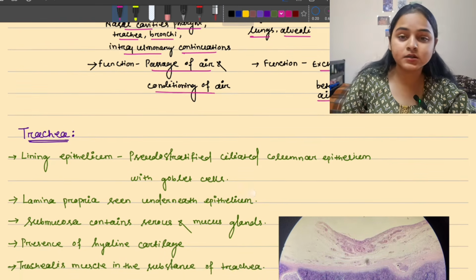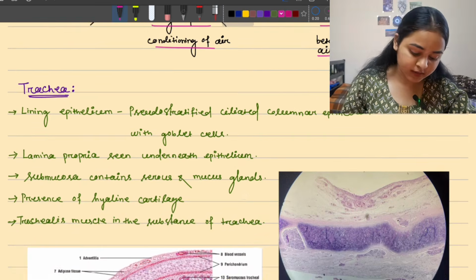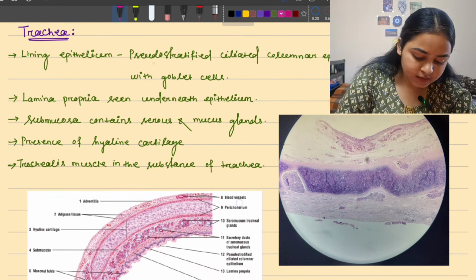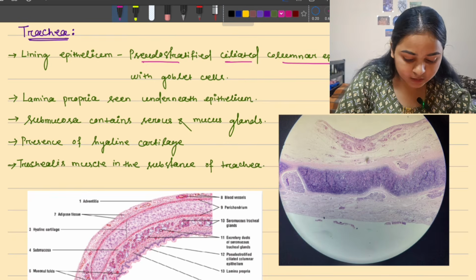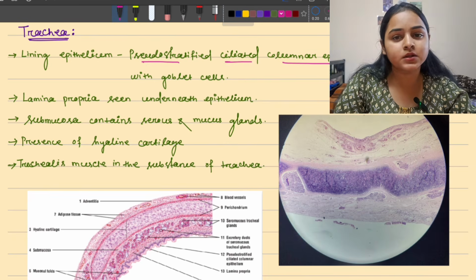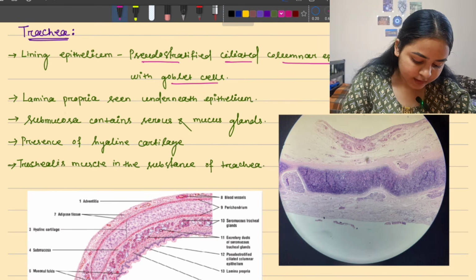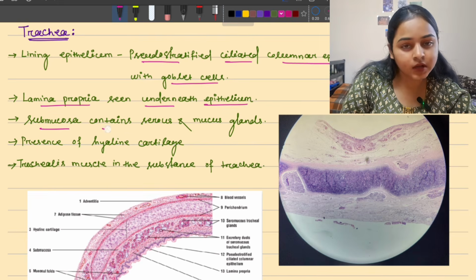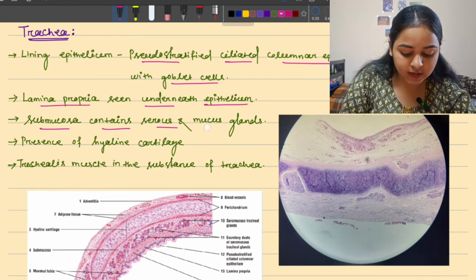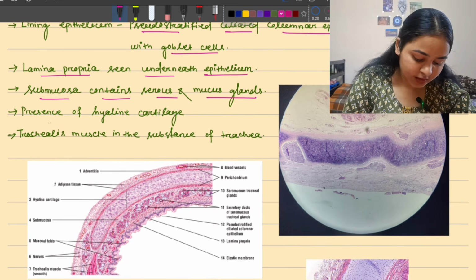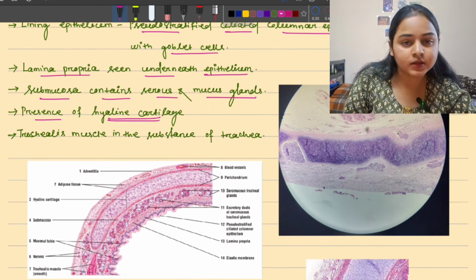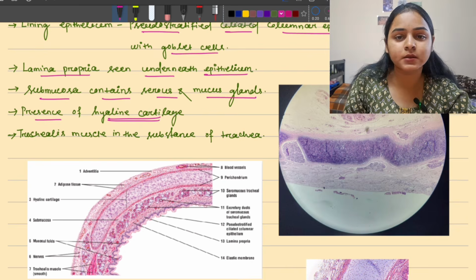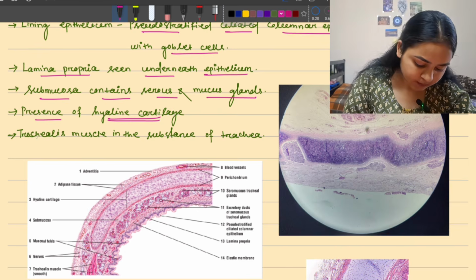Okay, now let's come to the slides. First is the trachea. So what is the lining epithelium of the trachea? It is pseudostratified ciliated columnar epithelium along with the presence of goblet cells. And the lamina propria is seen underneath the epithelium. The submucosa contains the serous and mucous glands that produce the mucus and the presence of hyaline cartilage. This is the most important characteristic feature of trachea, that is the presence of hyaline cartilage.